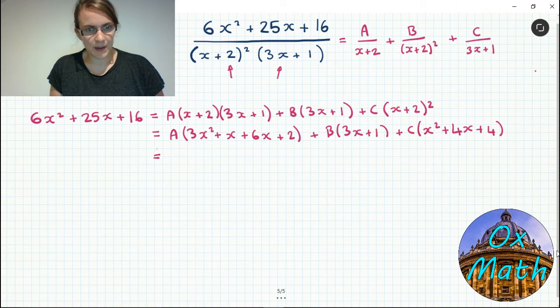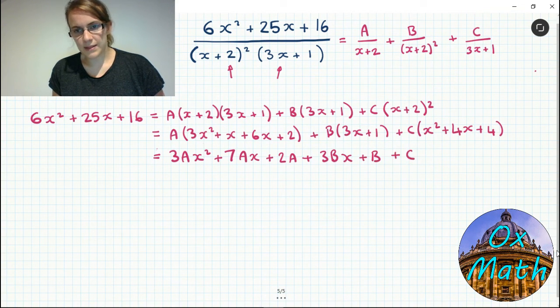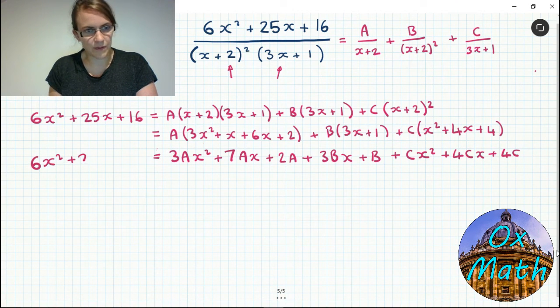And then if I expand out again, I get 3ax squared plus x plus 6x, so 7ax plus 2a plus 3bx plus b plus cx squared plus 4cx plus 4c. So I've just expanded out my bracket, and just to make life easier for myself, I'm going to rewrite out the left hand side of the equation here.